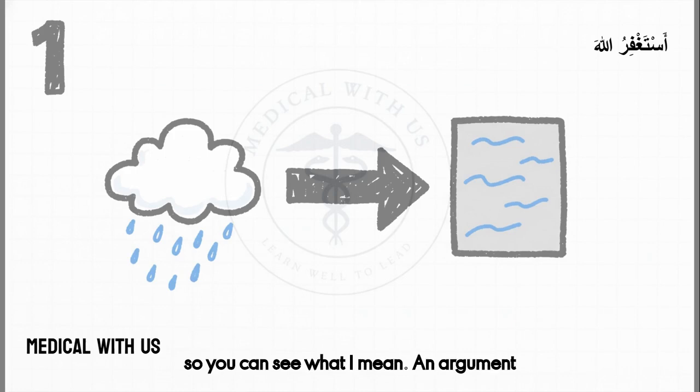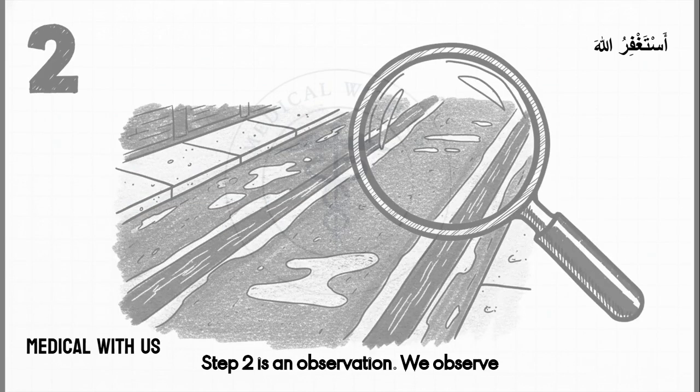An argument like this starts with a premise, a simple if P then Q statement. For our example, let's go with if it is raining, then the streets are slippery. Makes sense, right? Perfectly logical. So far, so good? Okay, step 2 is an observation.